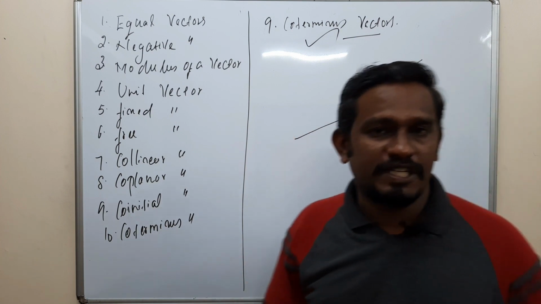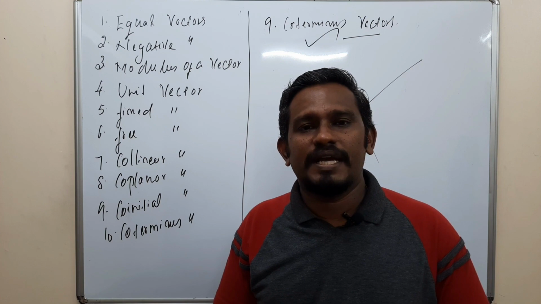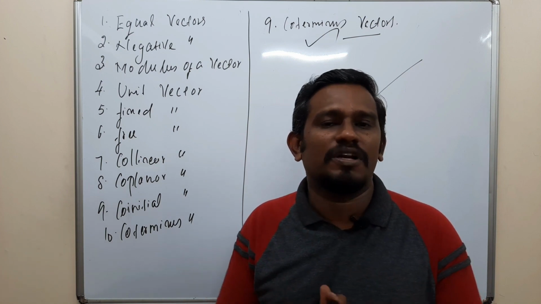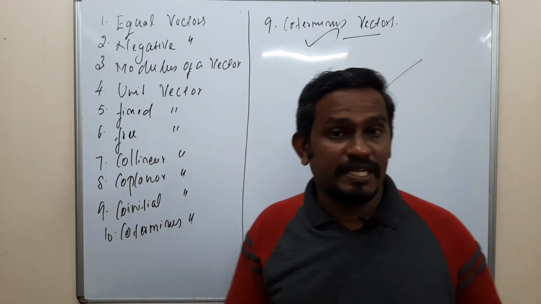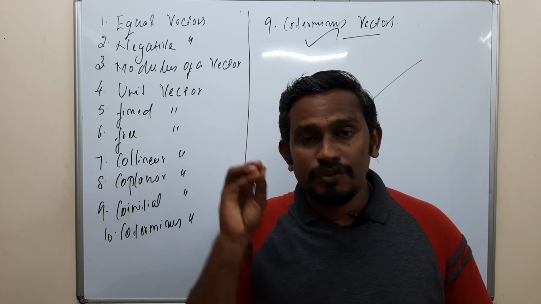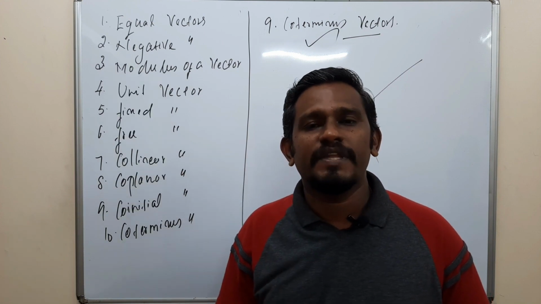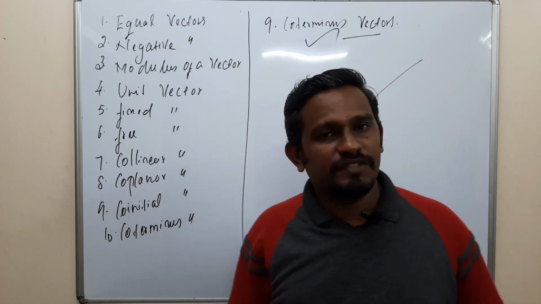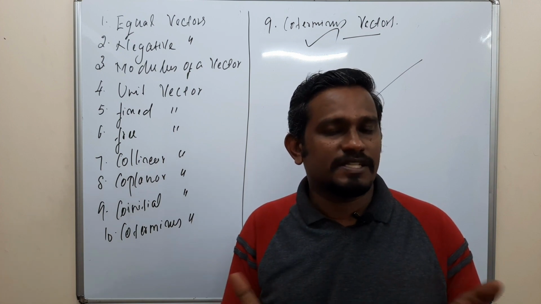The modulus of a vector: a vector is a quantity which has both magnitude and direction. If you consider the magnitude alone, it is called the modulus of a vector. It is a scalar quantity. Unit vector is a vector of unit magnitude drawn in the direction of a given vector. Fixed vector means the initial point of the vector is fixed.